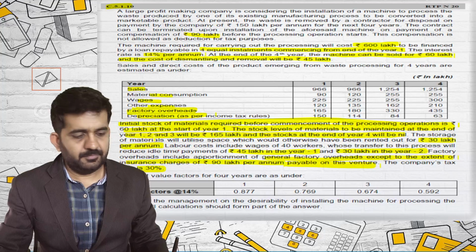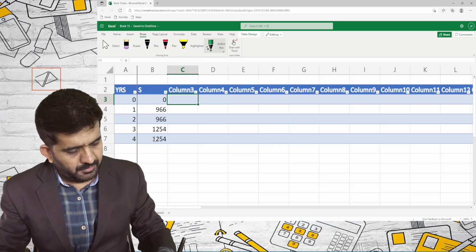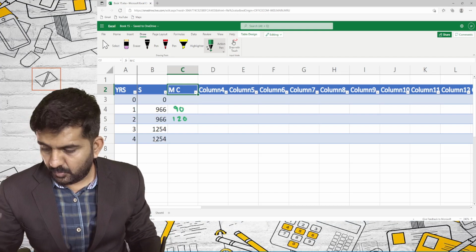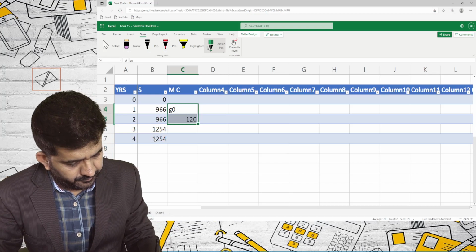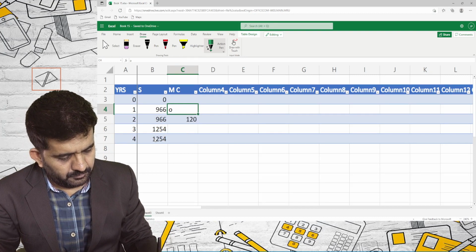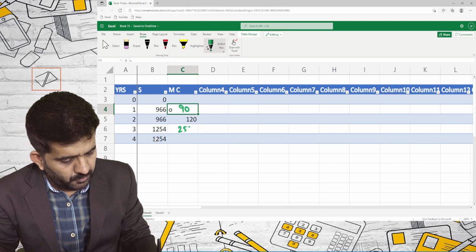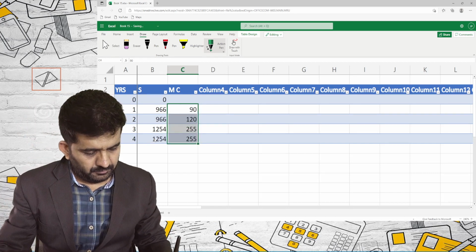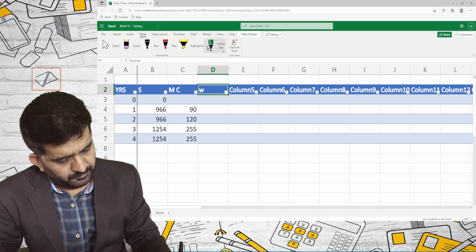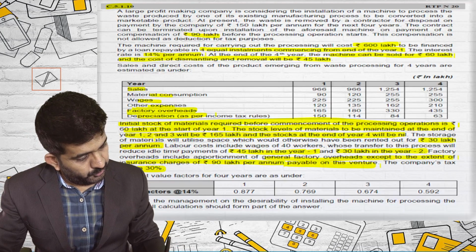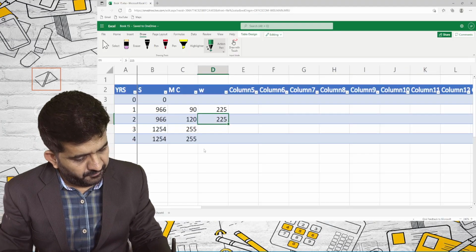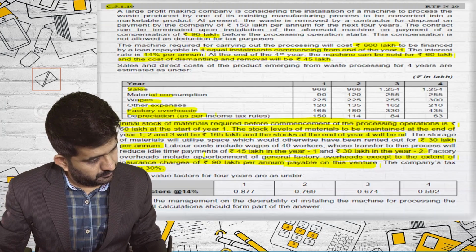All right. So this is my sales. Material consumption is 90, 120, 255, 255. Then wages: 225, 225, 255, 300.